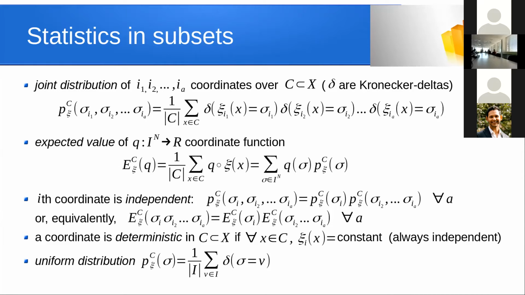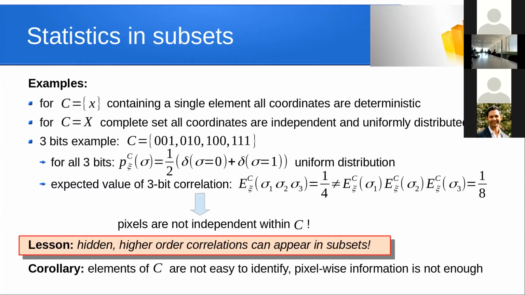Okay, so these are the usual notions from probability theory, and let's now use them for characterizing the image. But first, maybe we may go through some examples. For example, if our collection contains only a single element, then all coordinates are deterministic. If our set contains the complete set, then all coordinates are independent and uniformly distributed because all values occur the same number of times.